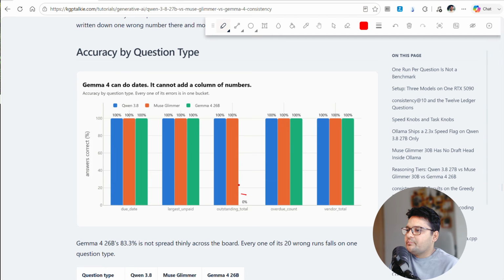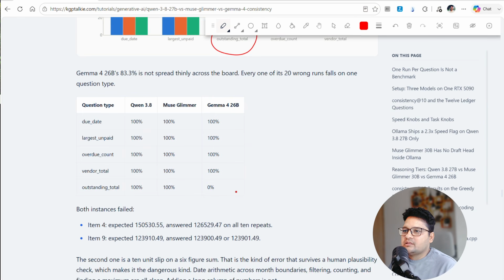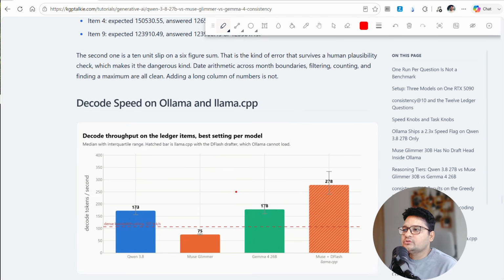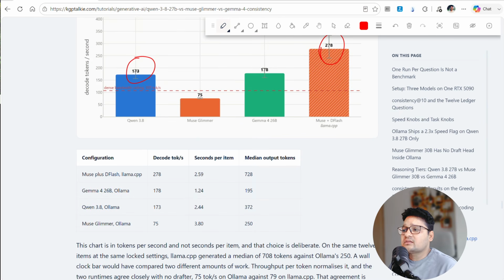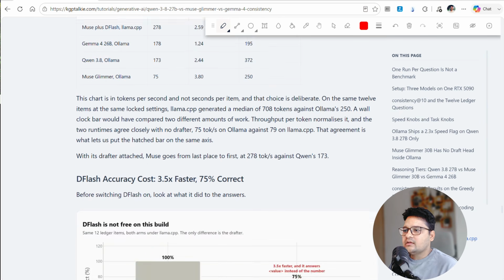The problem was happening with the outstanding token, and it came with the Gemma 4 26 billion parameter model only. Otherwise, everything was doing good. Okay, great. Now let's just see how it is doing on llama.cpp. As I told you earlier, Qwen 3.8 gives us around 173 tokens per second, whereas if we add Muse and DFlash together with llama.cpp, it is going to give us 278 tokens per second. This is literally very high speed.